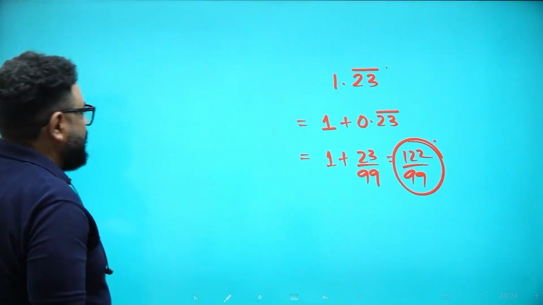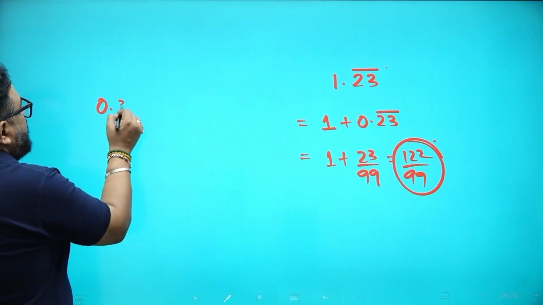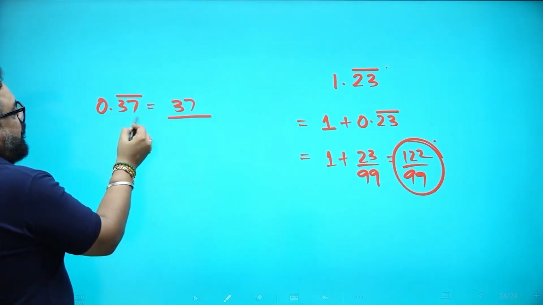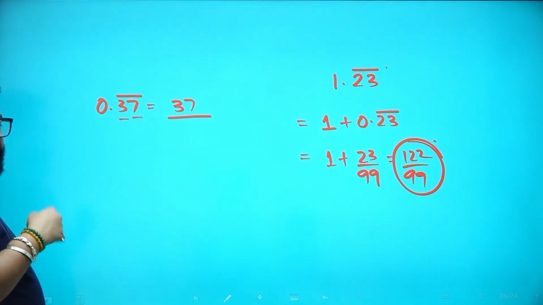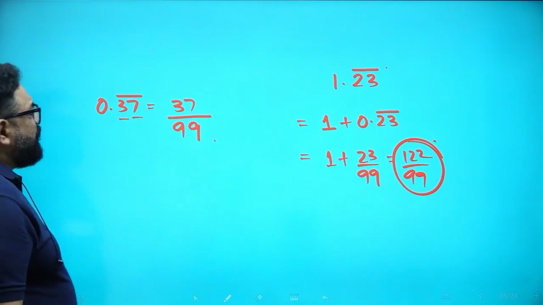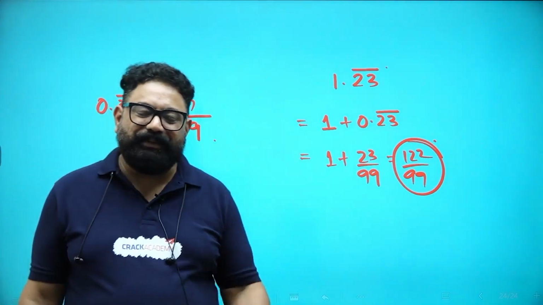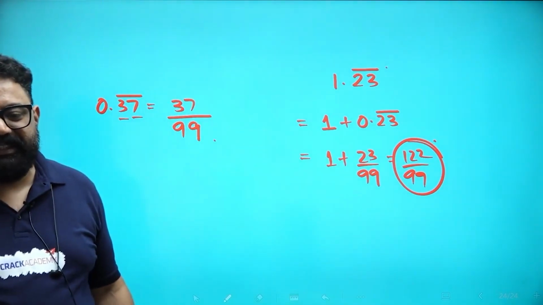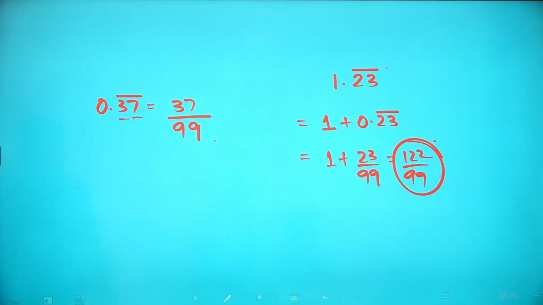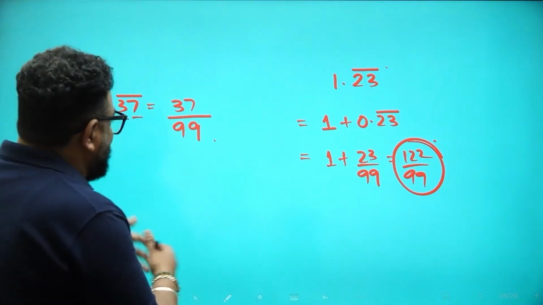So let me see. I say what is 0.37 bar. So it is 37 upon how many 9s? As many numbers under the bar, 9. And how many zeros? There was no number without a bar, so there is no zero. So 0.37 bar is 37 upon 99. Kindly make a note of this. Now I hope you have got a basic clarity, na?